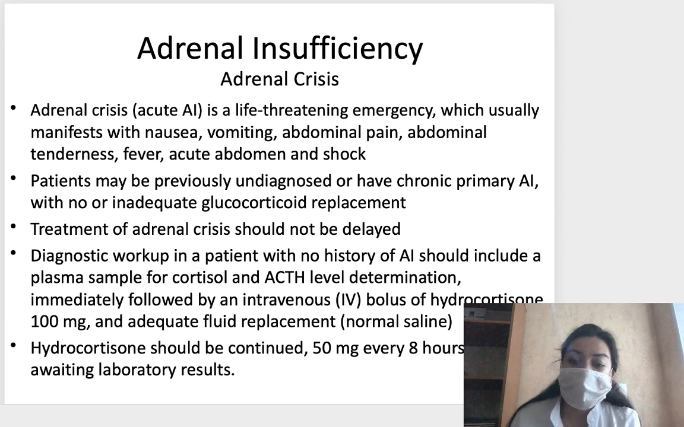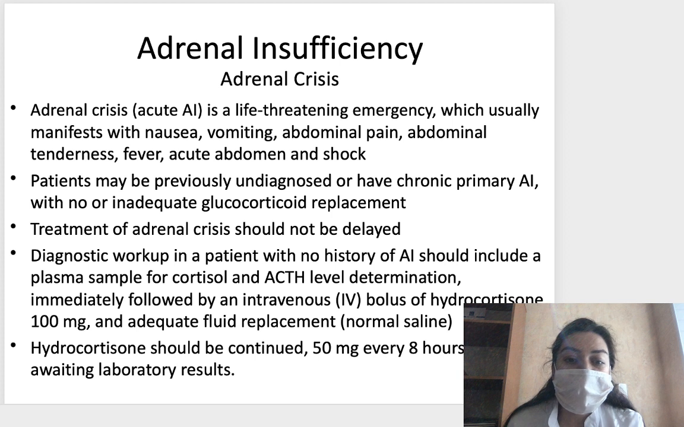Okay, and the emergent case we discussed is the most severe case, which we name adrenal crisis. Adrenal crisis or acute adrenal insufficiency is a life-threatening emergency which usually manifests with nausea, vomiting, abdominal pain, abdominal tenderness, fever, acute abdomen, and shock. Patients may be previously undiagnosed or have chronic primary adrenal insufficiency with no or inadequate glucocorticosteroid replacement. Treatment of adrenal crisis should not be delayed.